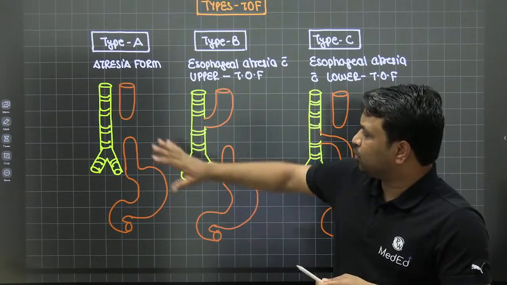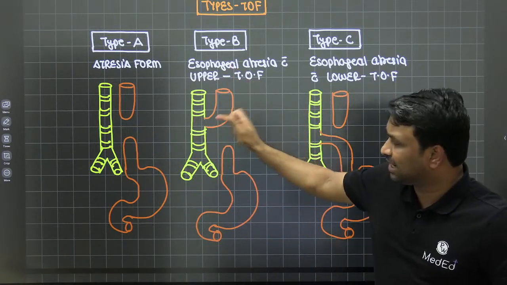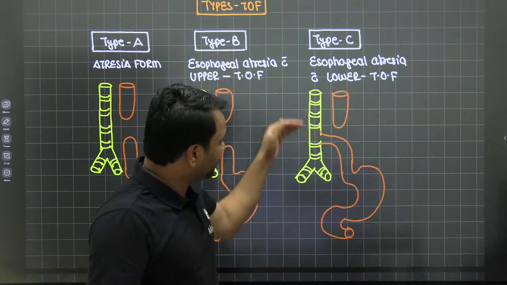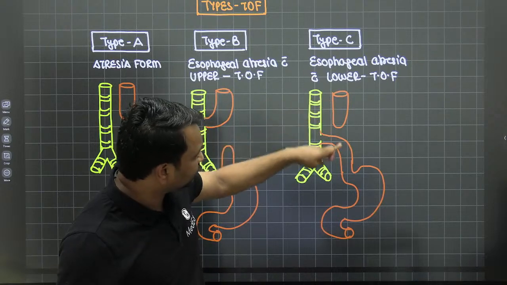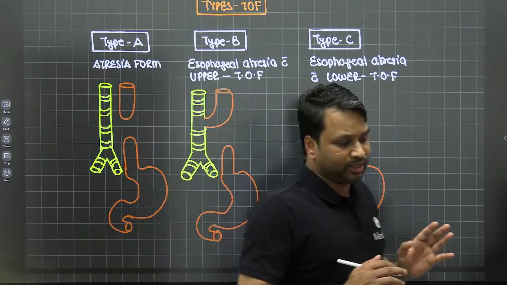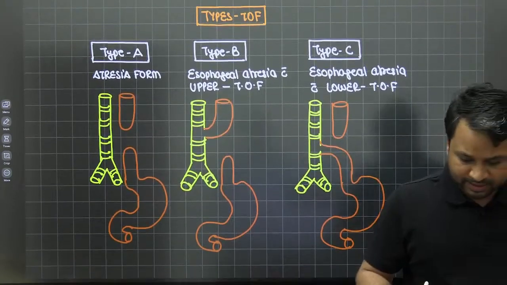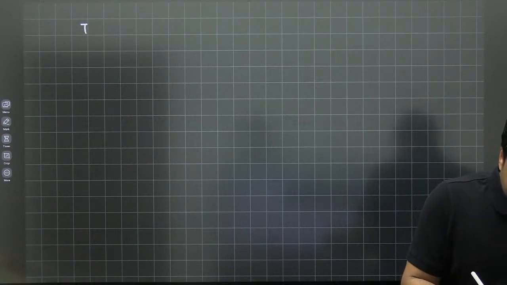In type A variety, you can see that there is only atresia, no fistula. In type B, the atresia is maintained, and the upper communicating fistula is there. In type C variety, you see the atresia is still maintained. Atresia means the esophagus is not channelizing, and the lower communicating fistula, or the lower tracheoesophageal fistula, is present, right? That is your first three varieties. Then you have the type D variety. Now it's quite predictable for us.